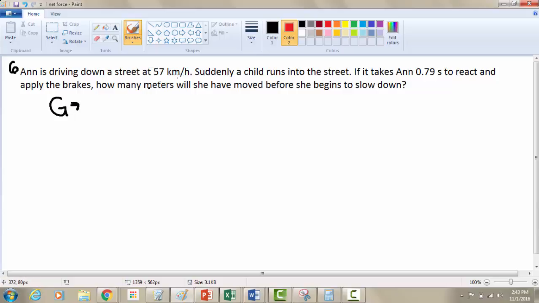G stands for our givens. So, what information was provided to us in the problem? Well, we're told that she was moving at a speed of 57 kilometers per hour. I know that this is a speed because there's no direction. So I'm going to write speed equals 57 kilometers per hour.